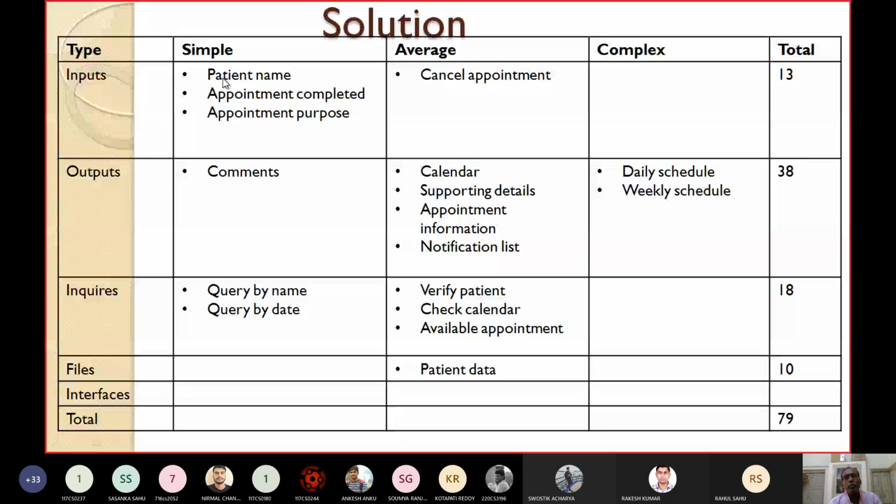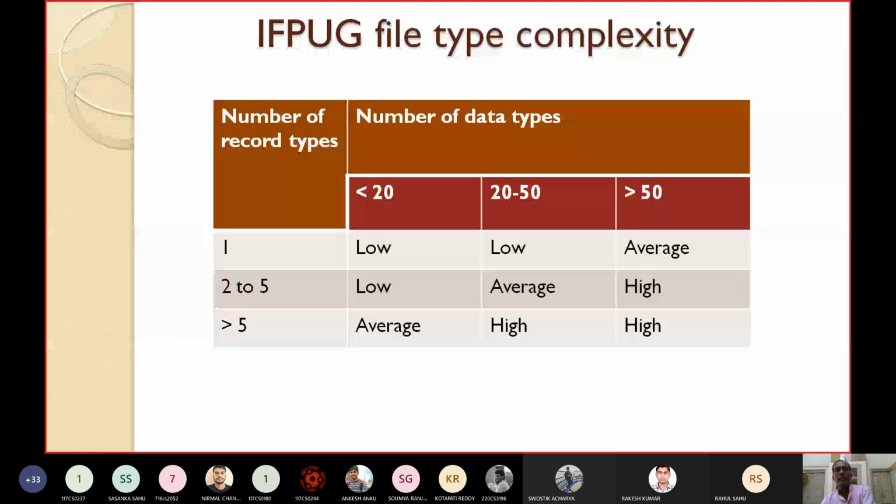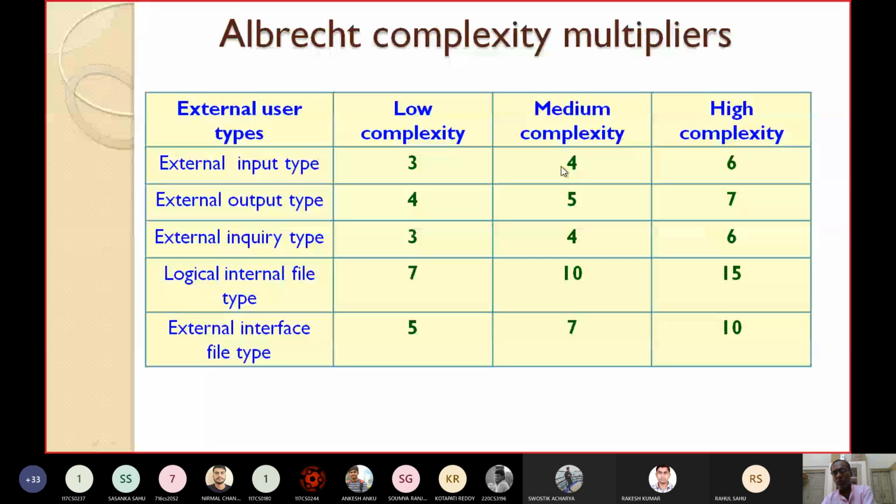And another input is cancel appointment. This is not simple or low. Here simple means low, average means medium, complex means high. So cancel appointment is of medium, and now you have to use the formula. For simple, I can take one. For simple and average, what are the values? Simple is 3, and average is how much? 4.